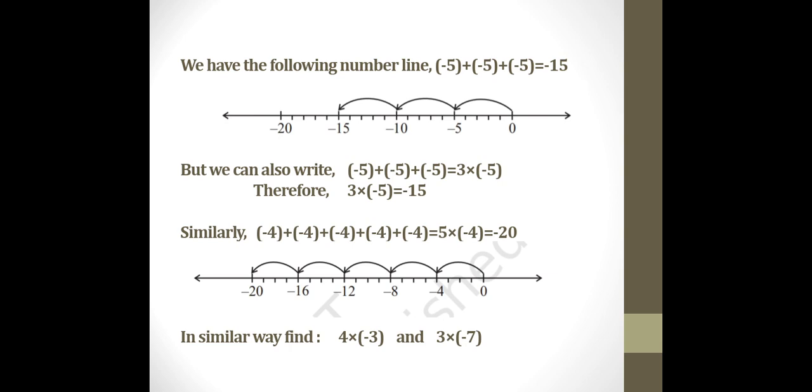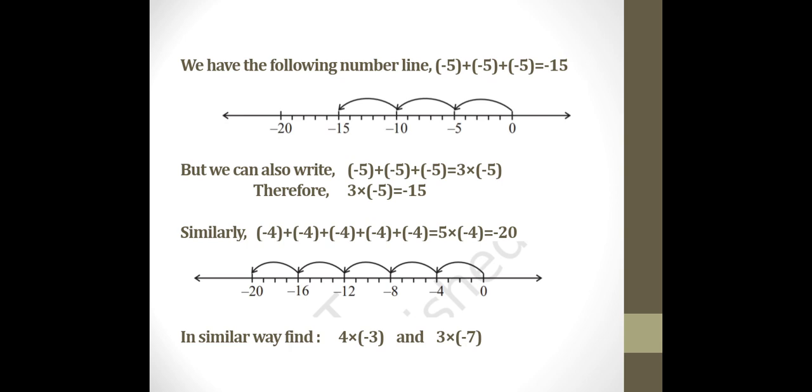But we can also write minus 5 plus minus 5 plus minus 5 equal to 3 into minus 5, because we can see from the number line itself that minus 5 plus minus 5 plus minus 5 equal to minus 15 is grouped thrice. So we can write 3 into minus 5. Therefore we have seen that 3 into minus 5 equal to minus 15, student.